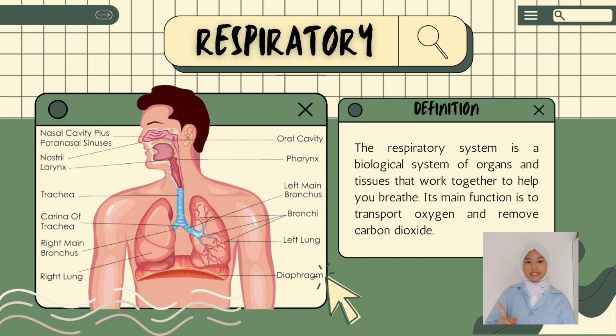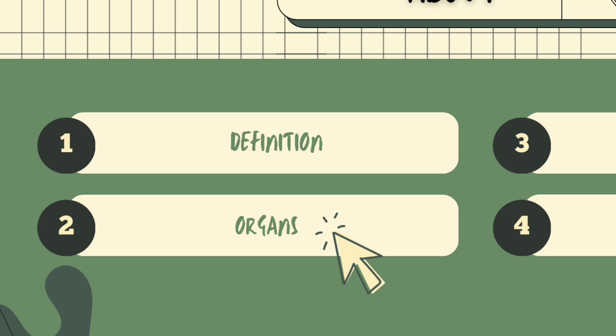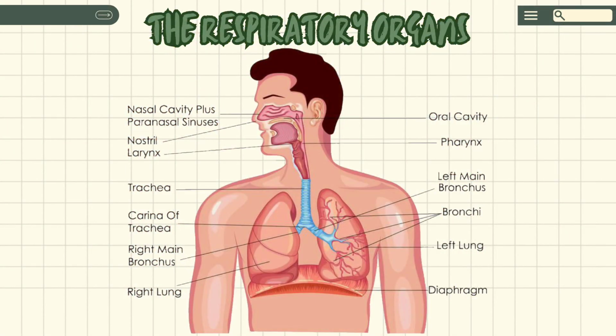The respiratory system is a biological system of organs and tissues that work together to help you breathe. Its main function is to transport oxygen and remove carbon dioxide. Our second main topic is the organs of the respiratory system.